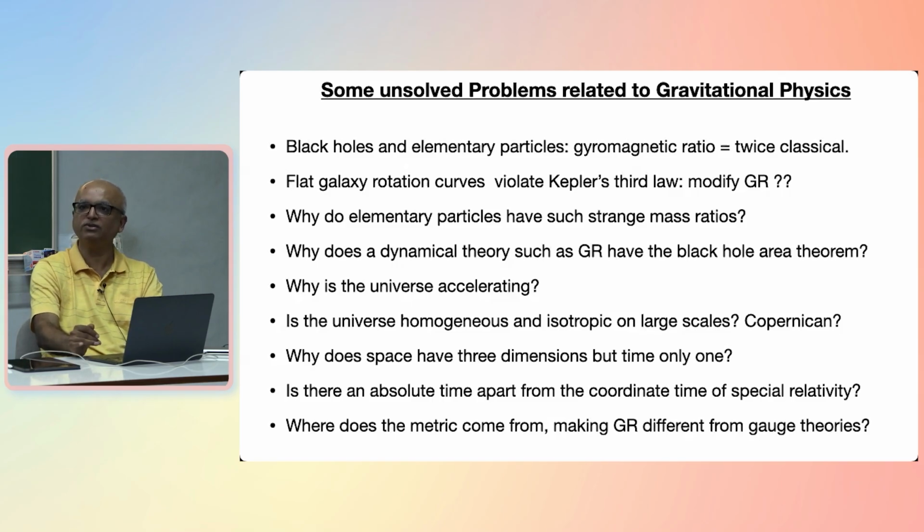This is a question of space-time, you see. It's a question for gravity. And we cannot say that I don't know what's the answer. One day we have to find the answer. Could it be that there are 3 times and 3 spaces? Is space-time actually 6-dimensional and 2 times are hidden? Is there an absolute time apart from the coordinate time of special relativity?